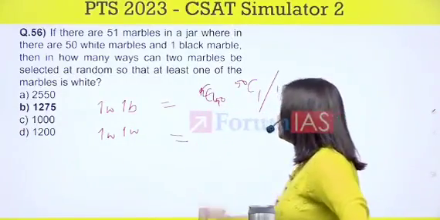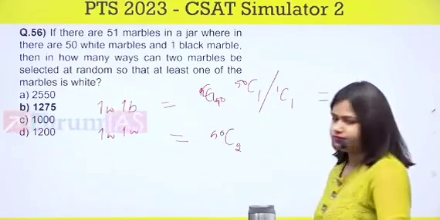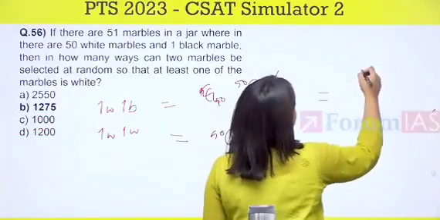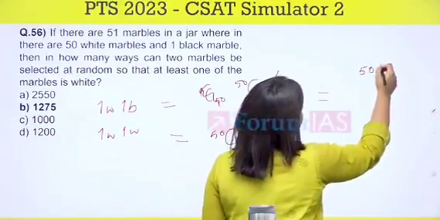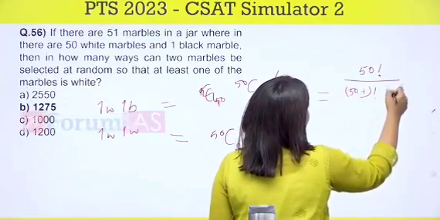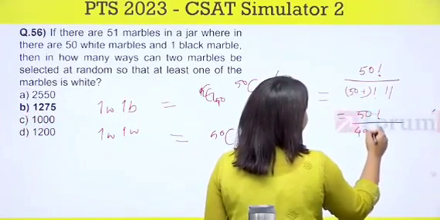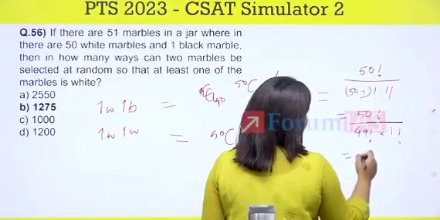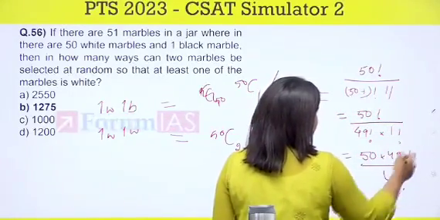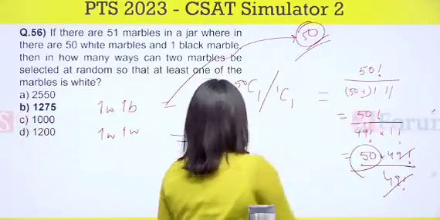How to select 2 white? What you get? You get 50 C2, right? Now let us calculate. 50 C1 upon 1 C1 means what? 1 C1 is 1, ignore. 50 C1 means 50 factorial upon 50 minus 1 factorial upon 1 factorial, which means 50 factorial upon 49 factorial into 1 factorial, which means 50 into 49 factorial upon 49 factorial cancelled, and my answer is 50. So there are 50 ways of doing this, right?